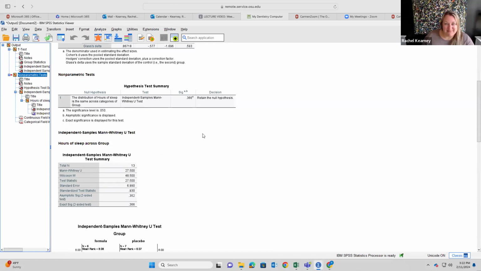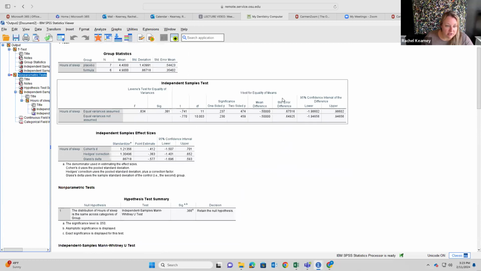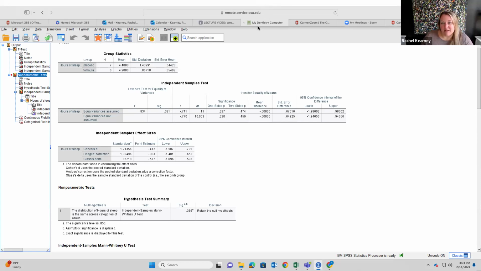So what we found with both of these tests is that there is no statistically significant difference between the group that took the placebo versus the group that took the formula and how many hours of sleep they received.